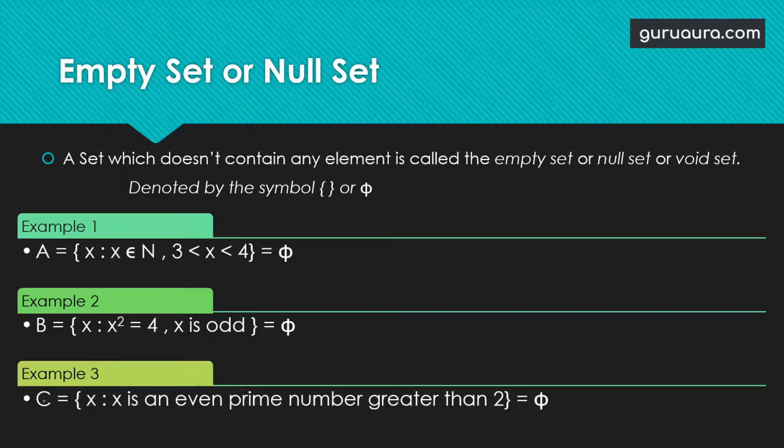Now let's see the next example. The set of all x such that x is an even prime number greater than 2. We know only one prime number which is even, that is 2. Hence, the set C is also an empty set.